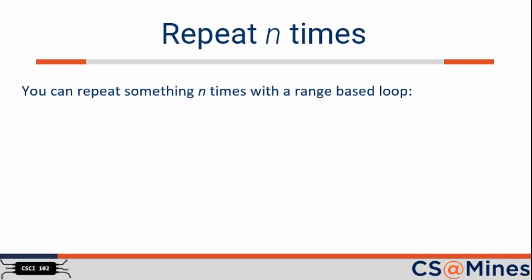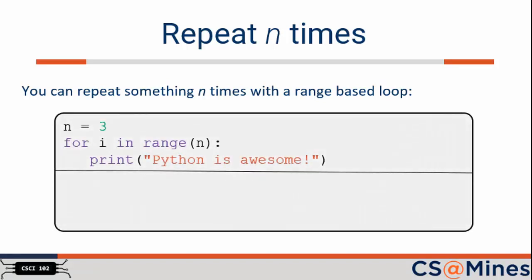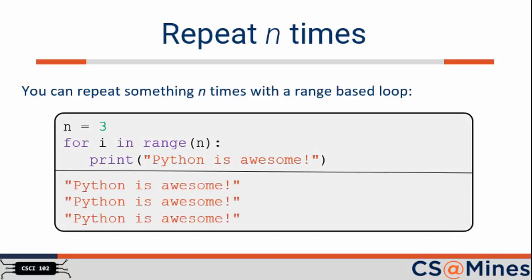Since start and step are optional, you can easily repeat something n times with the for loop and the range function. Here is an example showing that. How many times do you think Python is awesome will print? Since n was set to 3, Python is awesome will print 3 times. Look how easy it is to do this with the for loop and the range function.